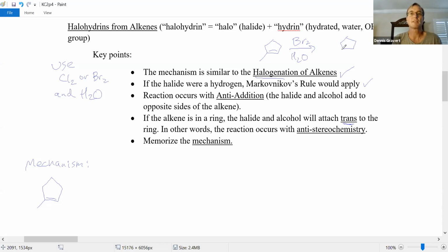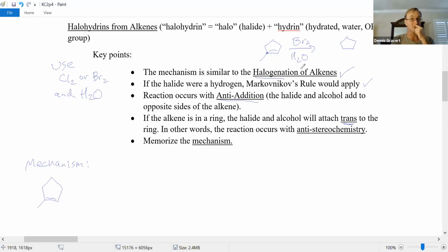Okay, what about the methyl group? Well, it's going to be pushed to one side or the other, as the sp2 carbon goes sp3. What else do we know? The bromine and the alcohol are going to add by anti-addition. They'll be trans to each other. Cool. But who's paired up with the methyl, the bromine, or the water? Well, that's where Markovnikov's rule will help.